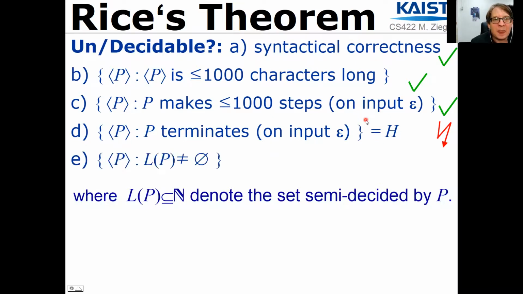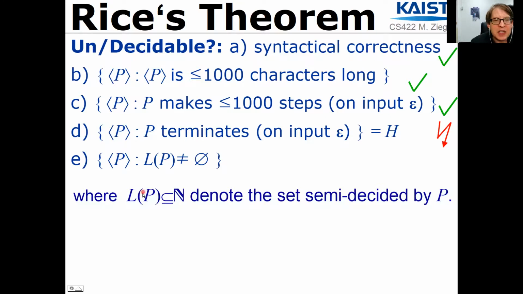So, and another decision problem here is the following. Given a program, is the set semi-decided by the program empty or not? And here, finally, we use the formal definition of L of P.